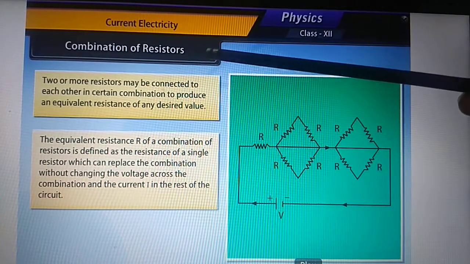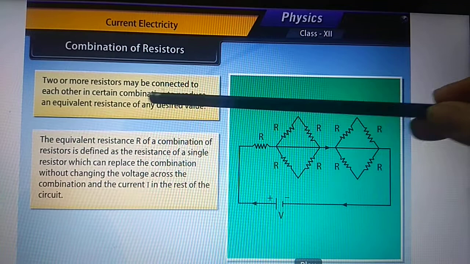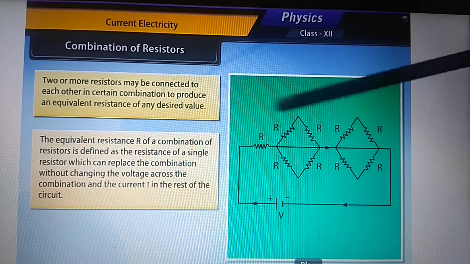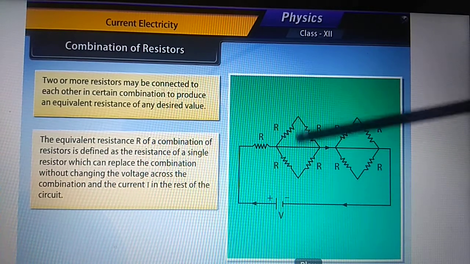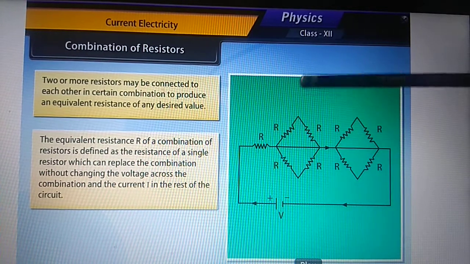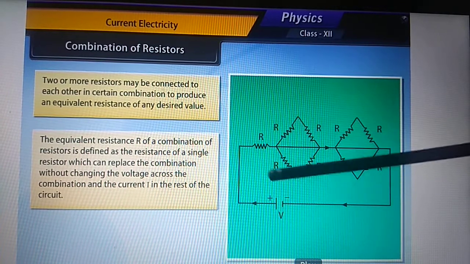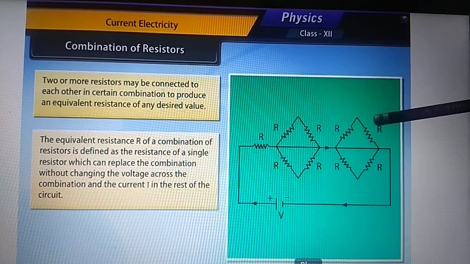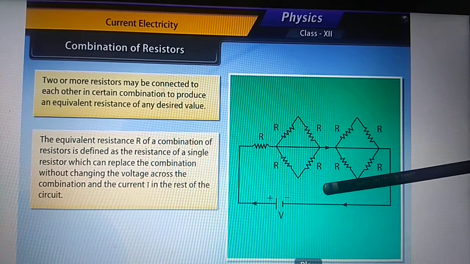Now, combination of resistors. Two or more resistors may be connected to each other in a certain combination to produce an equivalent resistance of any desired value. Suppose this is a combination of resistors, some are in series, some are in parallel. So here our combination of resistors are either in series or in parallel. To calculate the combined resistance of this whole system, there are two methods. One by one we're going to study how to calculate this.